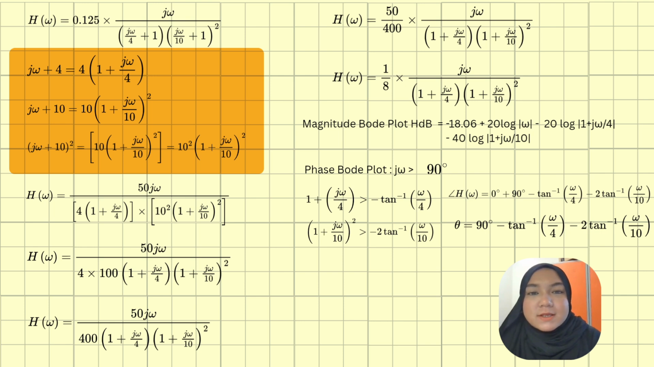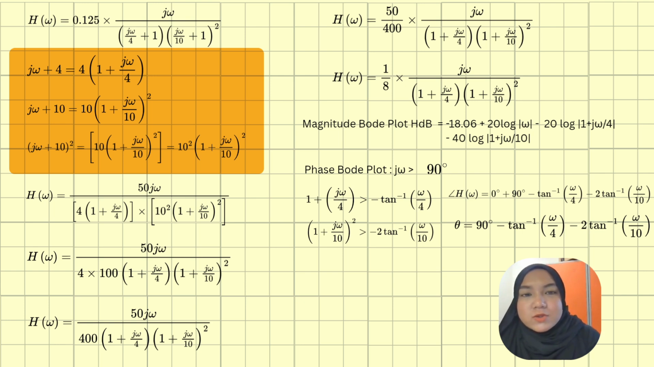In the yellow box is how I simplified it. So jω + 4 equals 4(1 + jω/4), and then jω + 10 equals 10(1 + jω/10), and then (jω + 10)² equals 10²(1 + jω/10)².